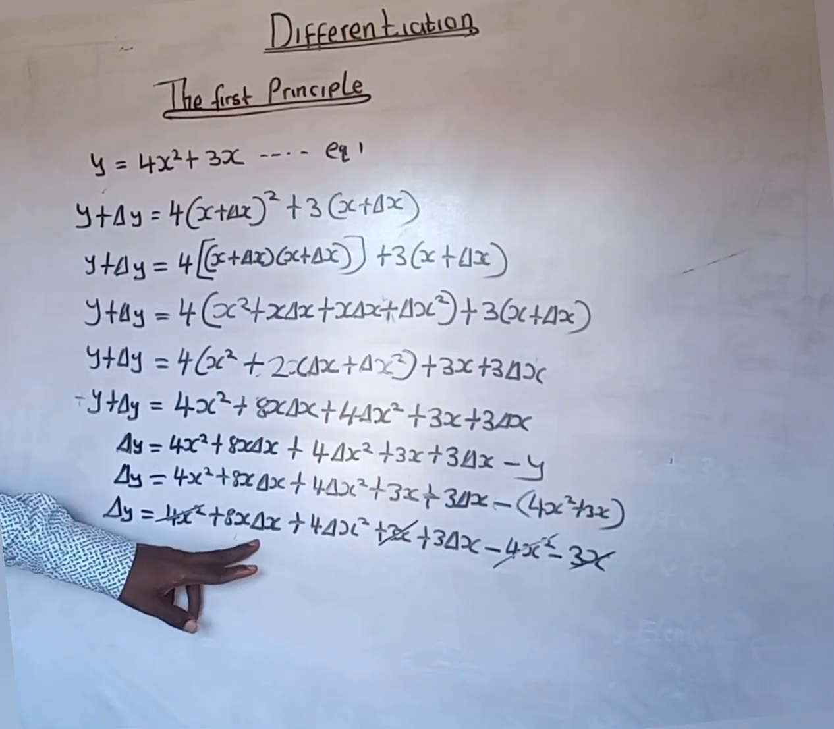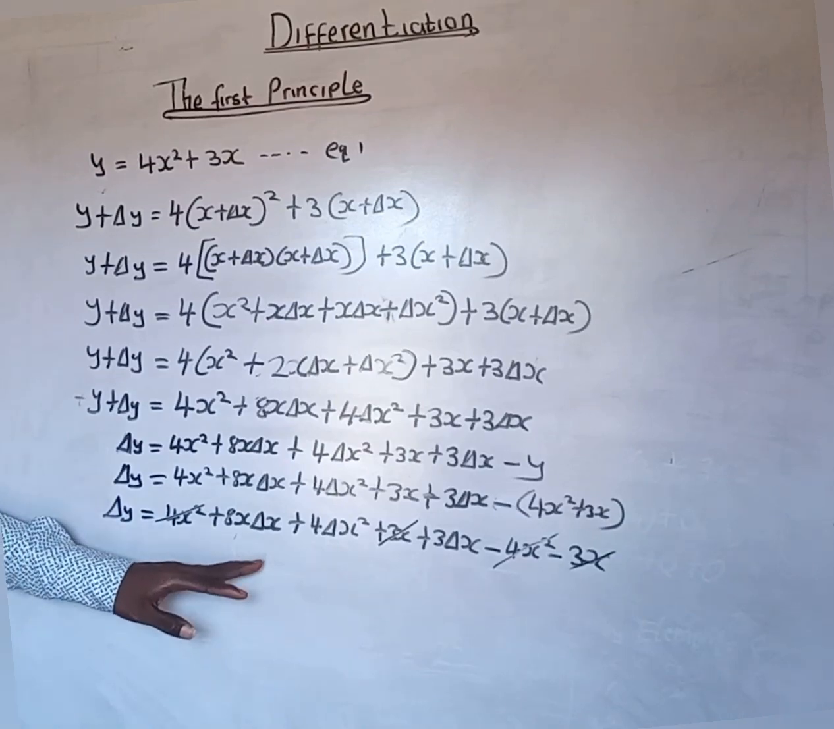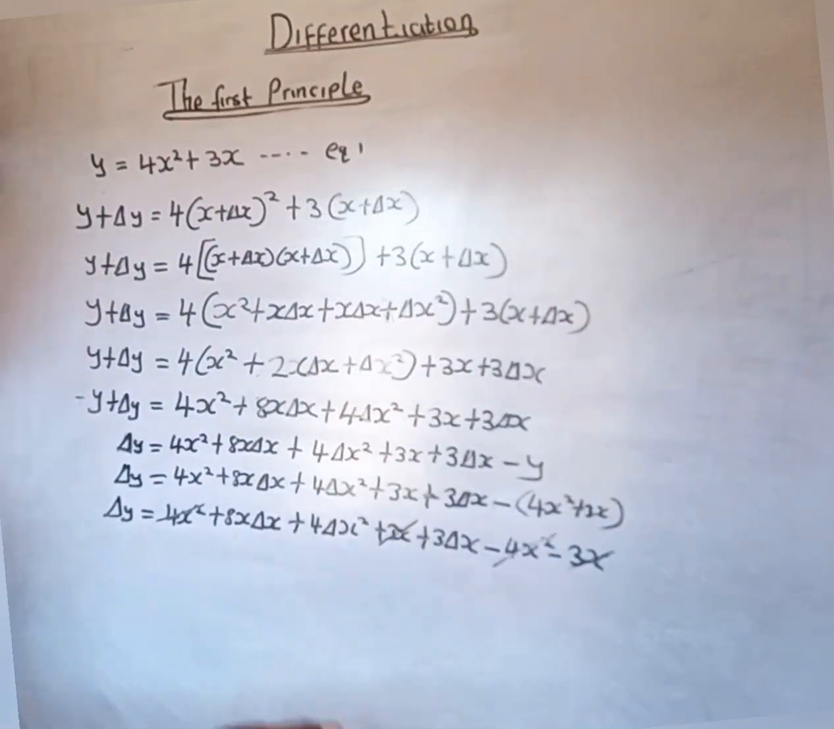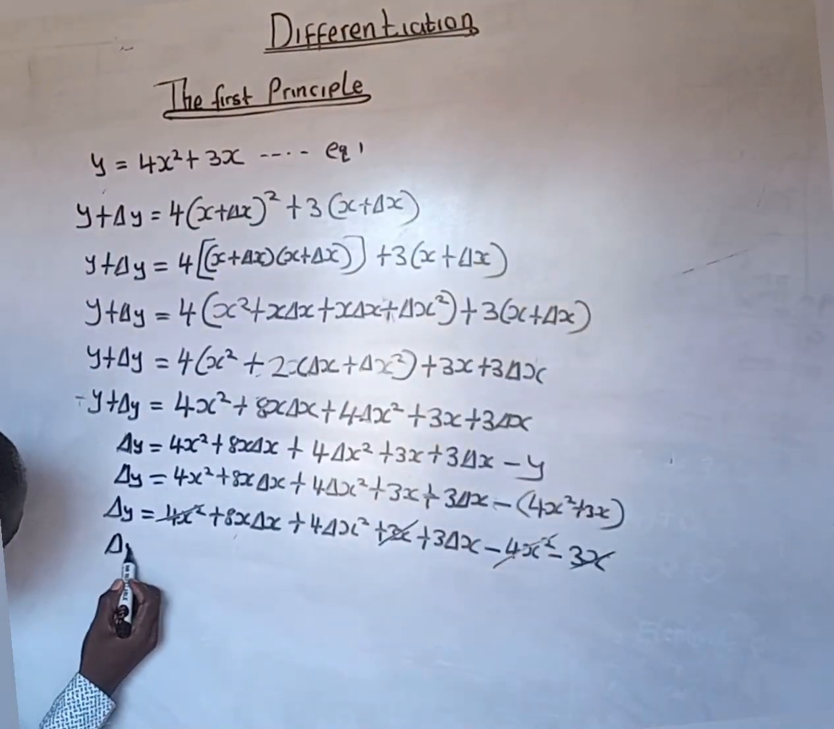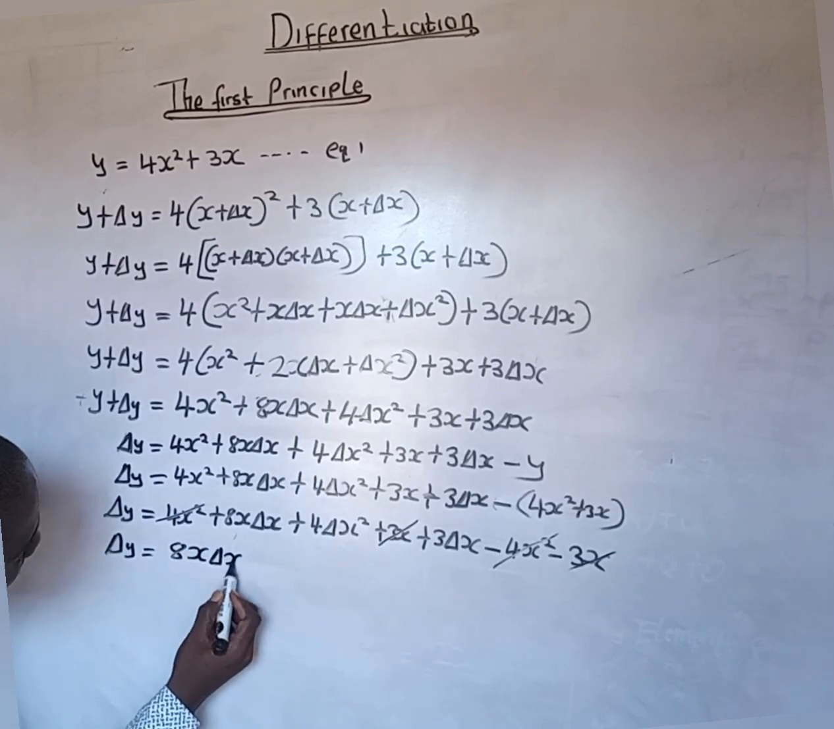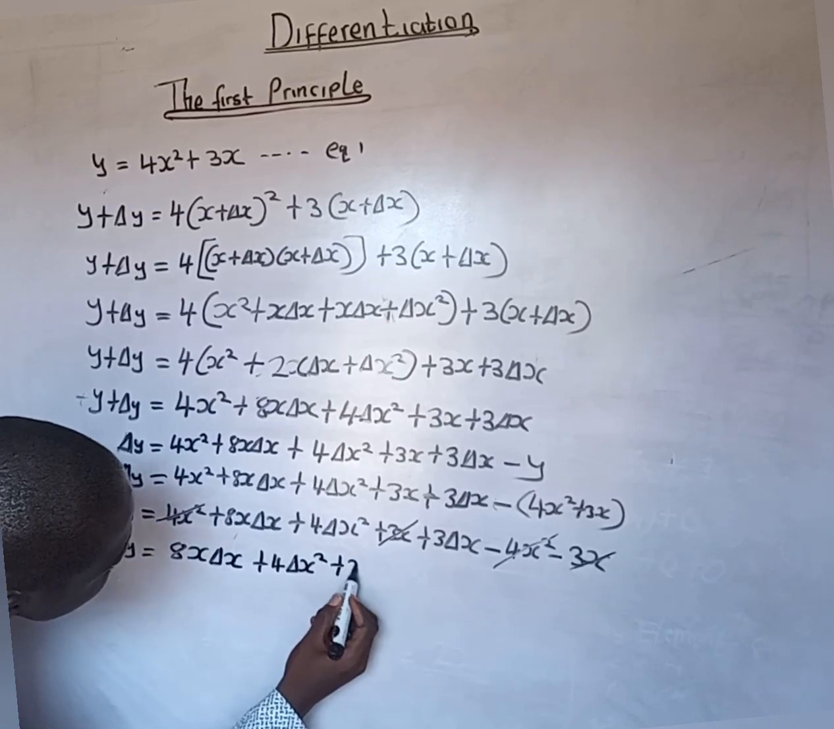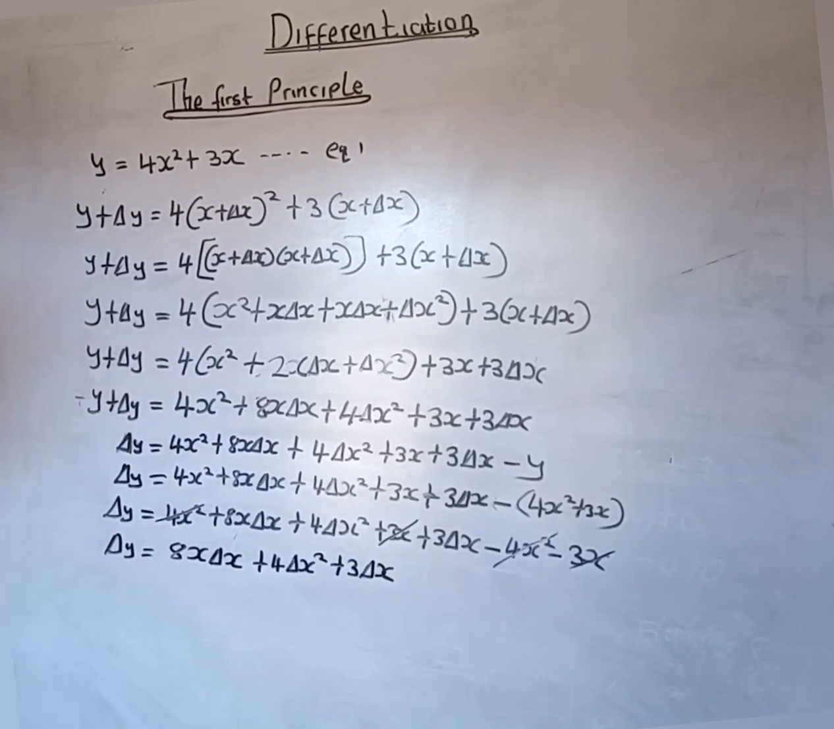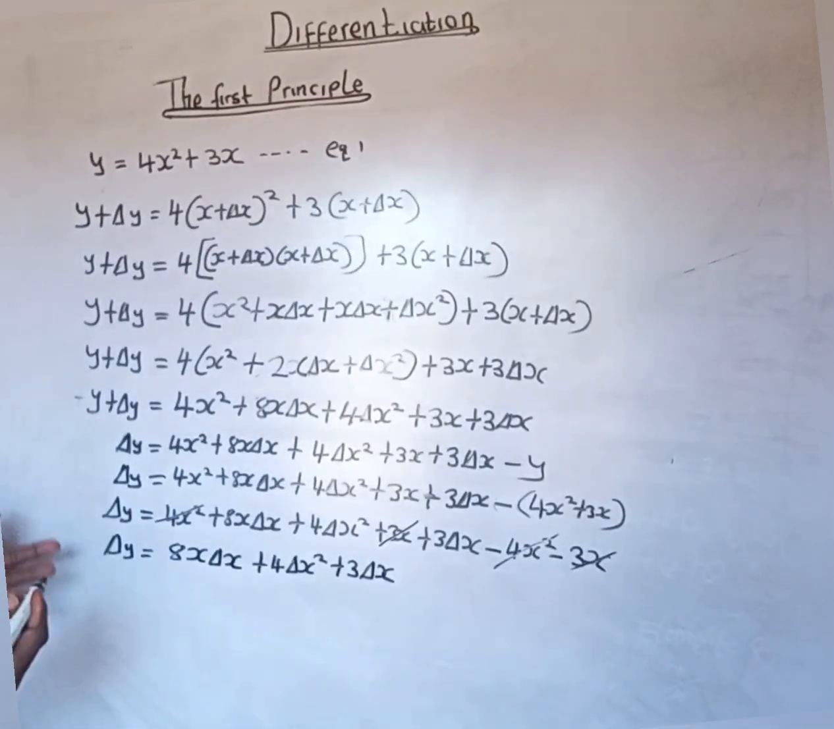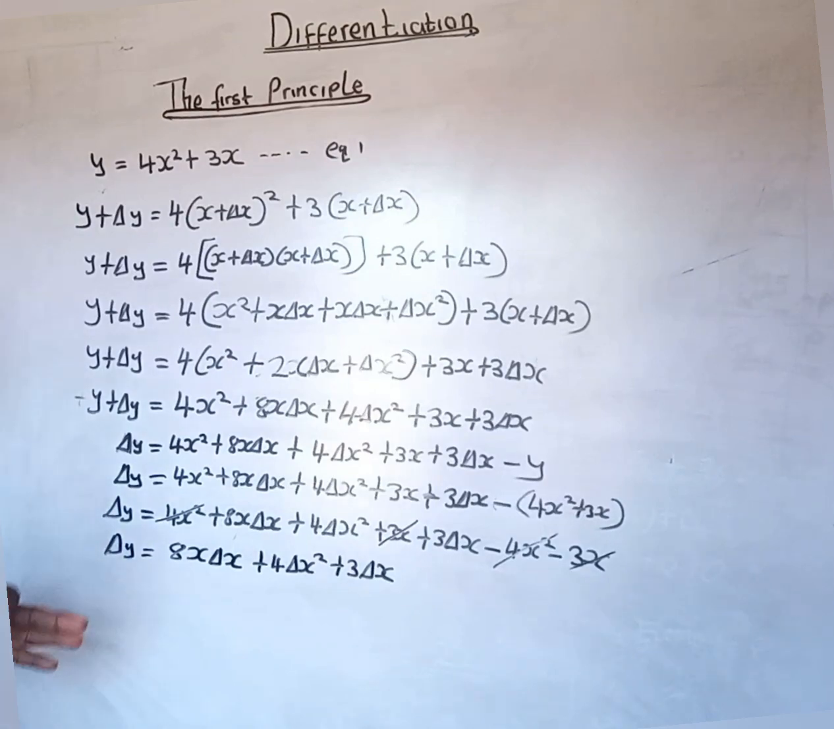The next thing is the parameters that I have left, which are now 8x delta x plus 4 delta x squared plus 3 delta x. So delta y is equal to 8x delta x plus 4 delta x squared plus 3 delta x. Those are the parameters that I have left now. Now the next thing is to divide both the left hand side of the equation and the right hand side of the equation by delta x.